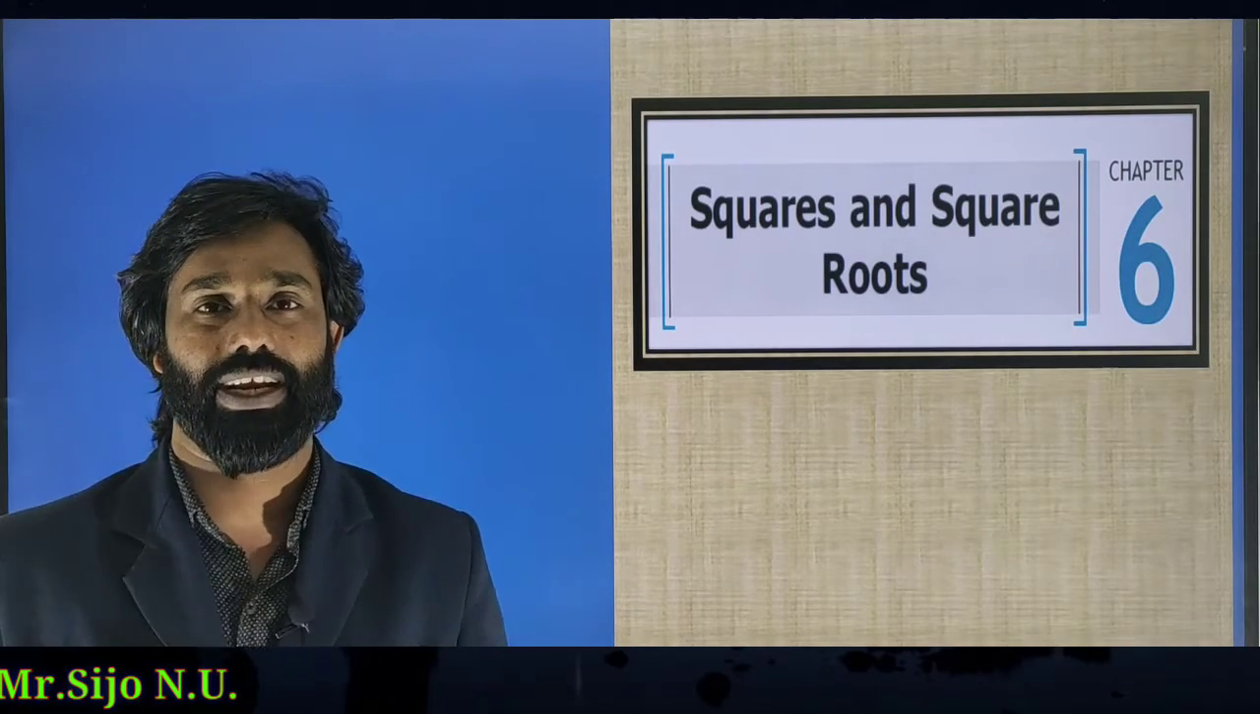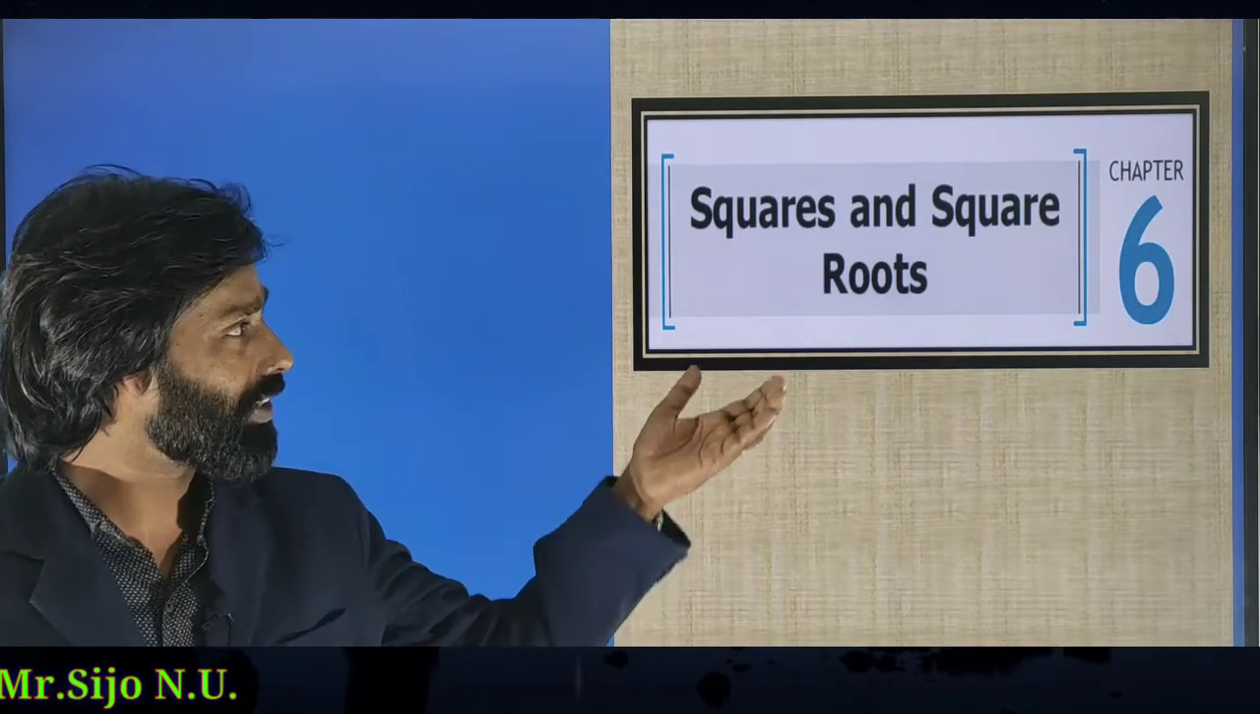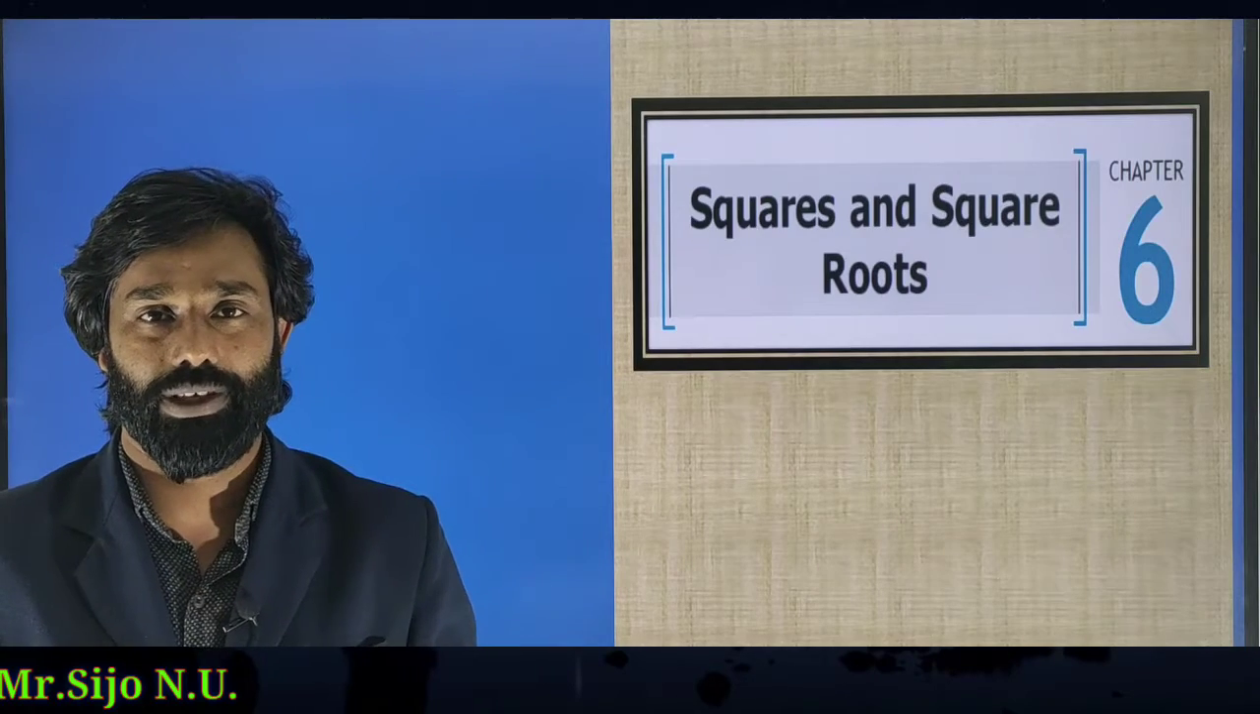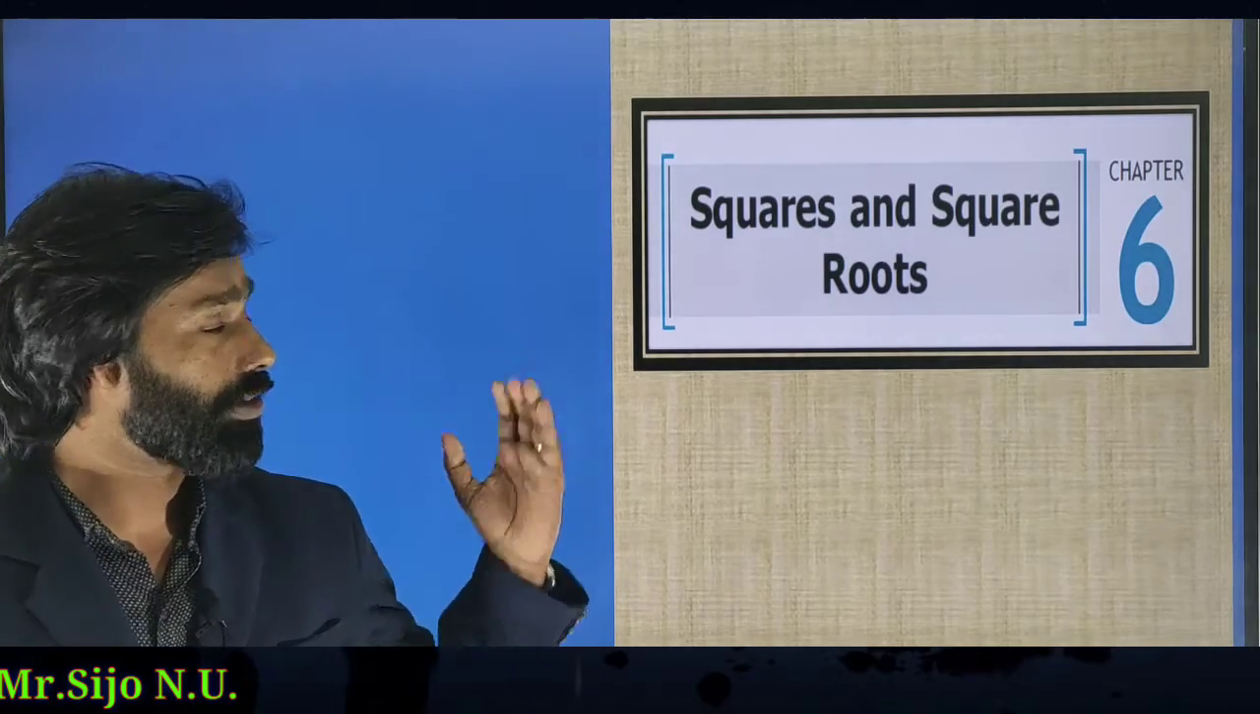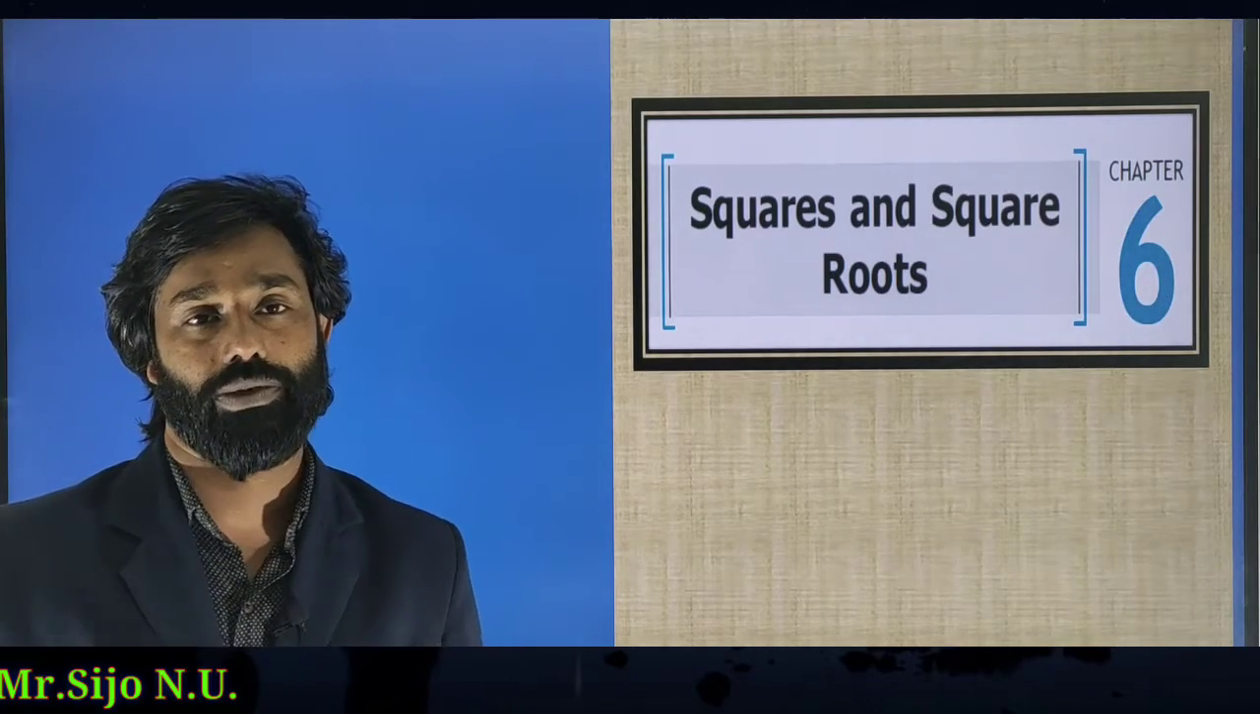Yes, this chapter we can divide into two sections. The first section is squares of a number. And the second section is square root. In this chapter we are going to learn in detail how we can find the square of a number. In the second section, what is the square root of a number and how we can find the square root of a number in different methods. So let us start.